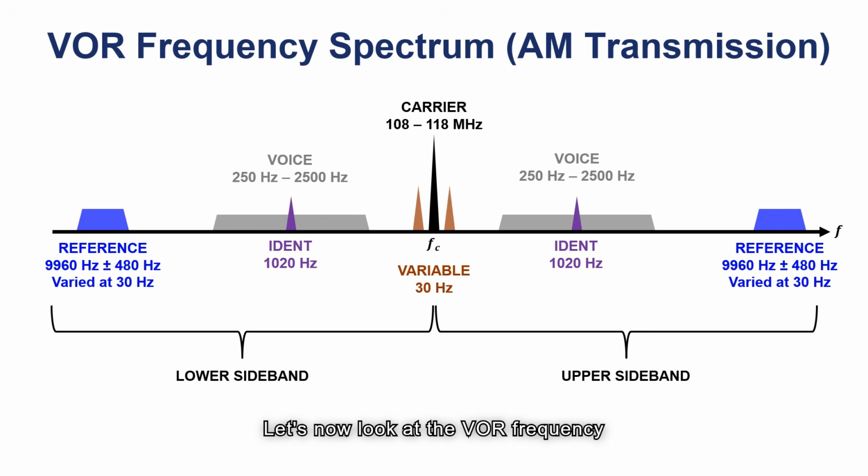Let's now look at the VOR frequency spectrum. The RF carrier is shown in black as the center frequency with the 30 Hz sidebands in brown providing the variable signal. The reference signal in blue is the 9960 Hz subcarrier with a slightly wider span due to the plus and minus 480 Hz deviation. And then the VOR keyed ident tone and any speech are also transmitted on the carrier, shown by the gray and purple bands.